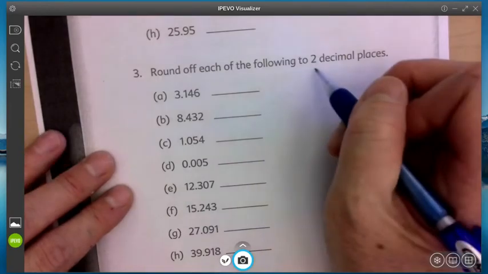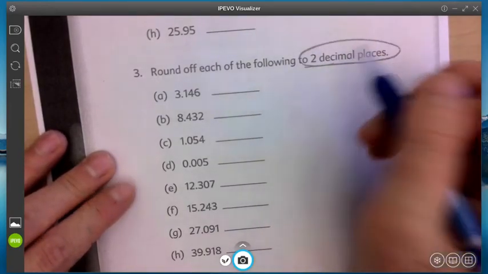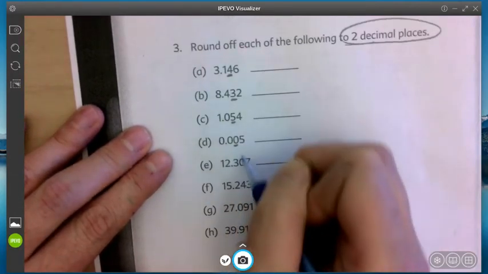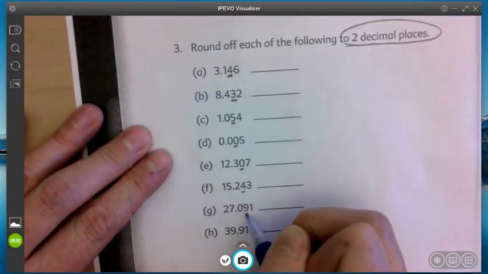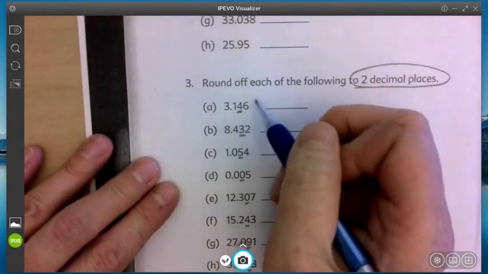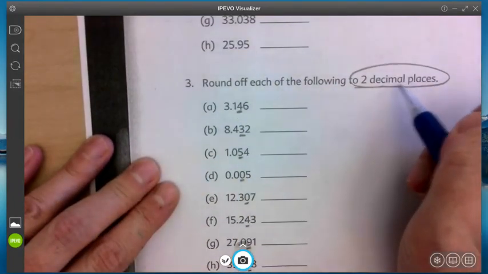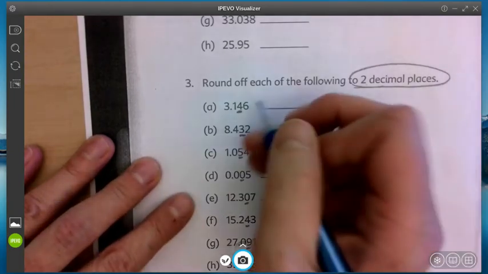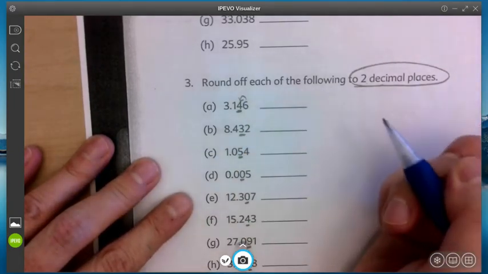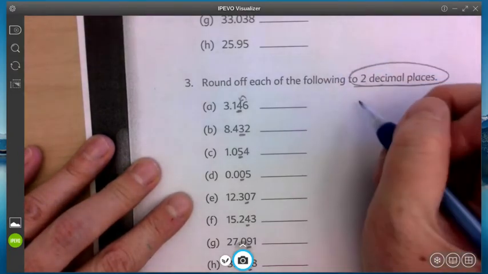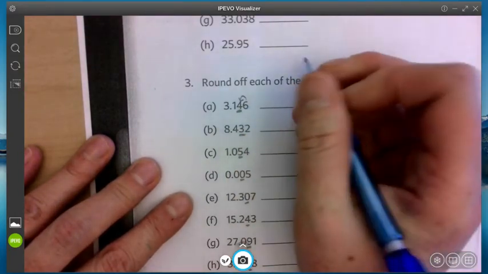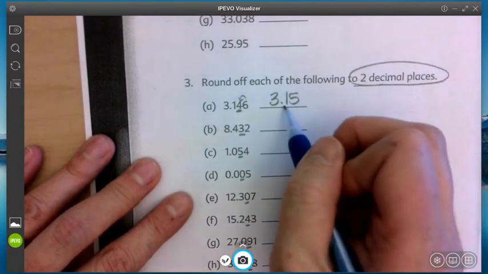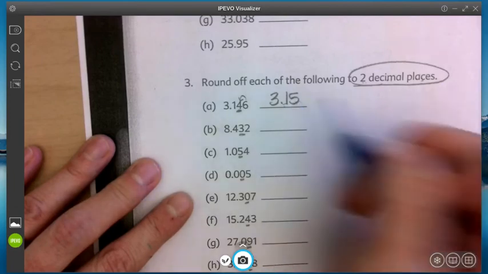And then this one says round each of the following to the second decimal place. So you're going to be underlining the second decimal place in all of these. And then you look to the right of that and you see if it rounds up. So this is the second decimal place. Our answer will have only 2 decimal places in it, 2 digits after the decimal. So I look, can the 6 bump up the 4? Yes, it does because it's higher than 5. So this is going to turn to a 5. So it becomes 3.1 and then 5. My answer has only 2 decimal places in it.